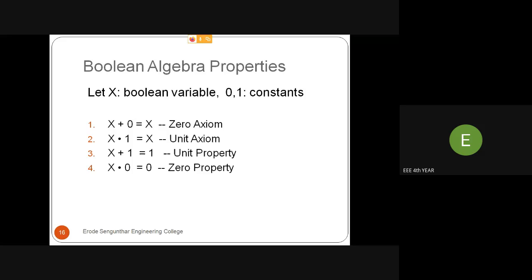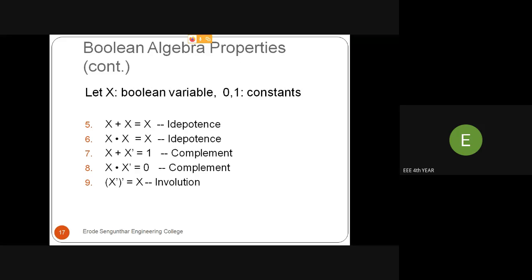If x is added with a high value, then the output is always high. Whether x is 1 or 0, if the Boolean variable is added with a high value, the output is uniformly high. If x is 0, then 0 plus 1 is equal to 1. If x is 1, then 1 plus 1 is also equal to 1. X into 0 is equal to 0, since anything multiplied by 0 is 0.